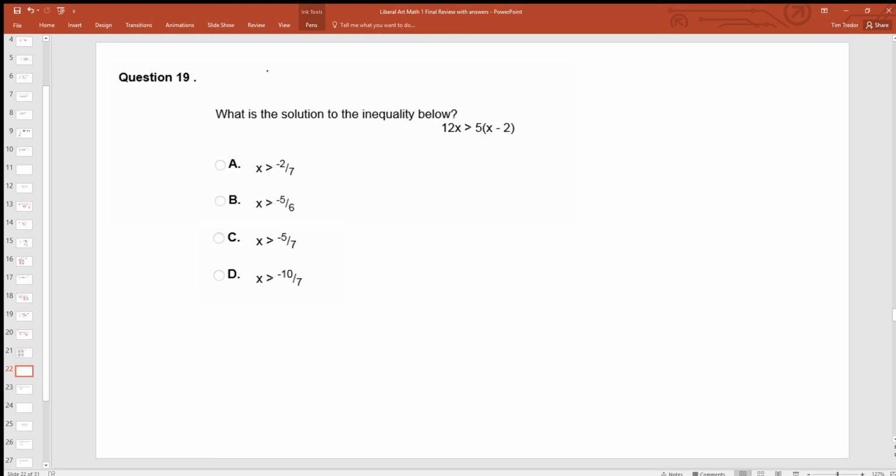Question 19, what is the solution to the inequality below? Well, we'll just work this out, distribute that. If I subtract 5x from both sides, we get 7x is greater than -10. Divide by 7. x is greater than -10/7, which is D.